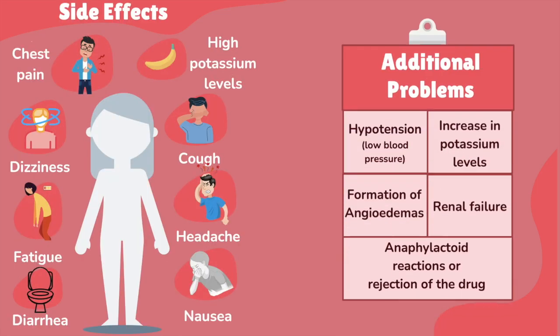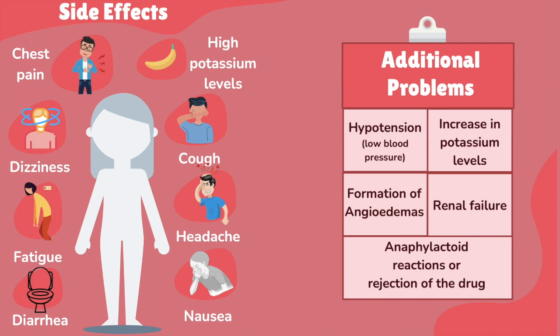Some more serious consequences associated with its use include hypotension, an increase in potassium levels, which can lead to an irregular heartbeat and renal failure, the formation of angioedemas, which are fluid-filled tissue cavities in the deepest layer of the skin. If these occur in the tongue, glottis, or larynx, they can cause airway obstruction. Anaphylactoid reactions or non-immune rejection reactions to the drug, and renal failure, particularly when taken with direct renin inhibitors.